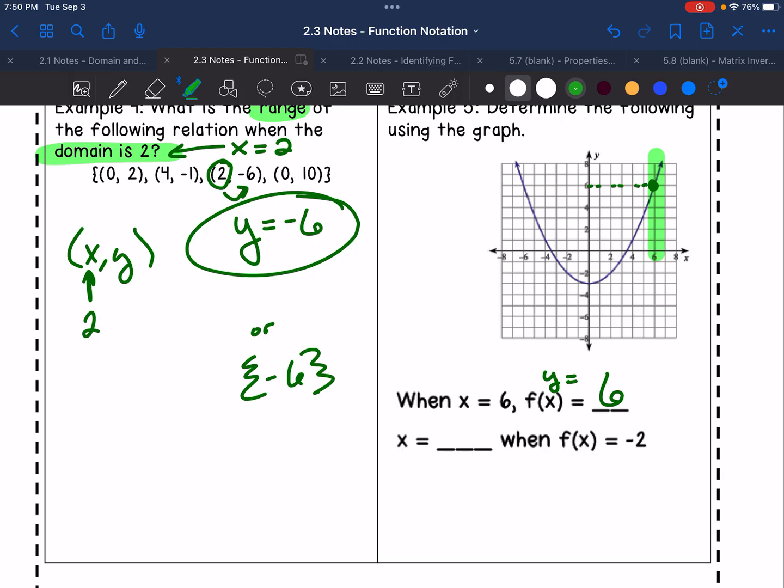My next one says x equals what when f of x equals -2. So this is saying y equals -2. Okay, so this time I'm going to go to when y is -2, and when I look, that intersects with my graph in 2 separate places, here and here. So that happens at -2 and at +2. So there are 2 answers there. X equals -2 and x equals +2.